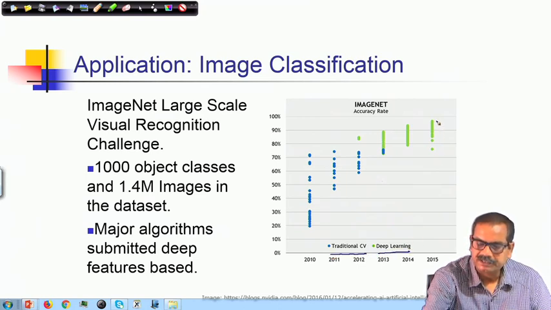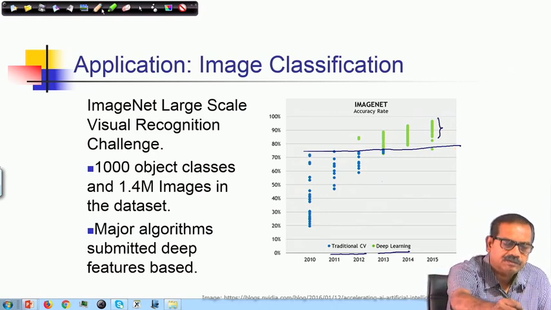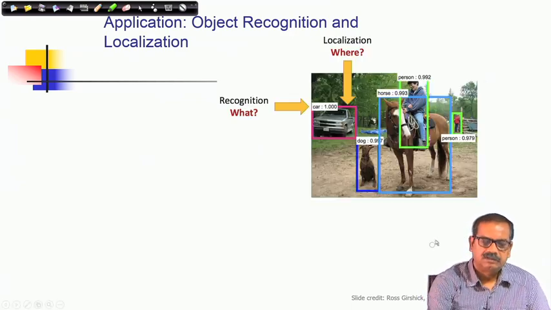All the performance indexes of the deep learning algorithms are very high compared to the traditional algorithms, and as we move ahead with time, this was shown up to 2015, and after that the performance has been improved further. This trend is increasing, and you are getting better and better deep architectures giving good classification performance. Another kind of application that we can discuss is object recognition and localization.